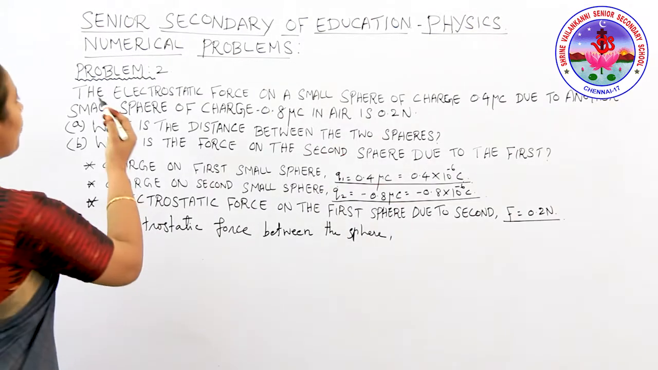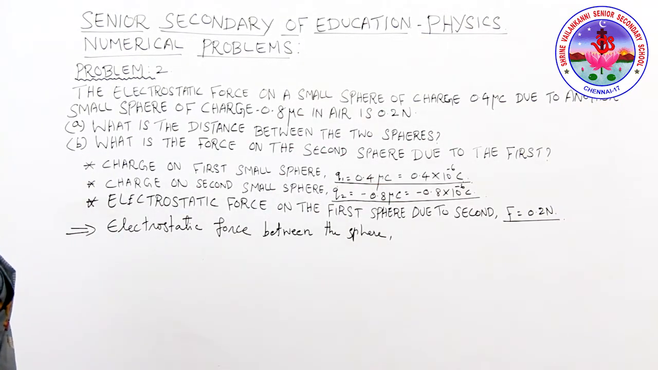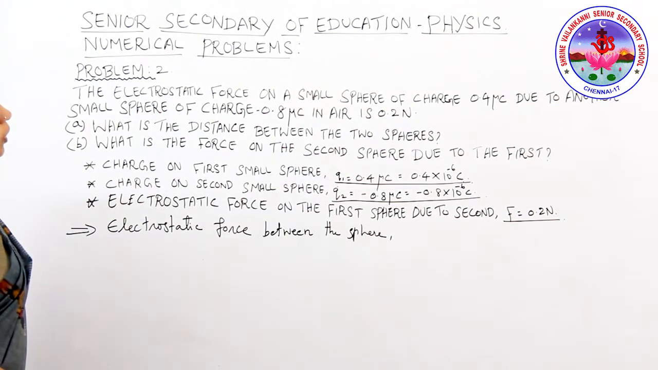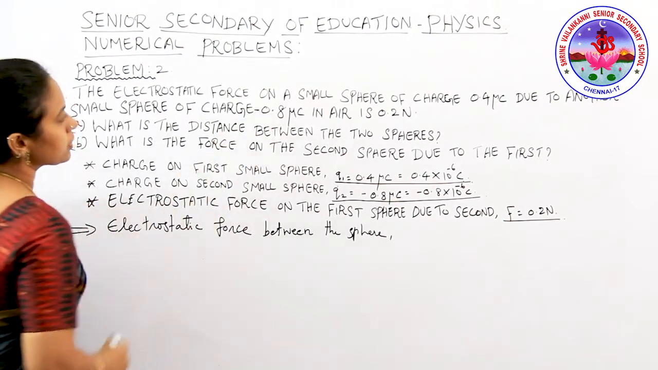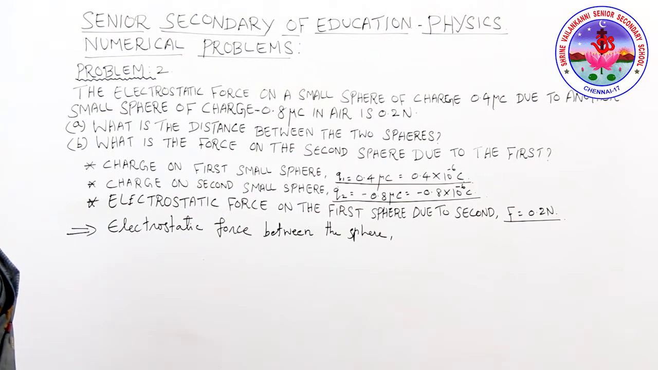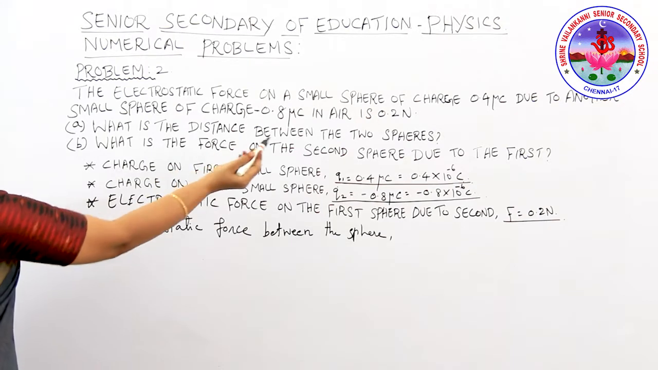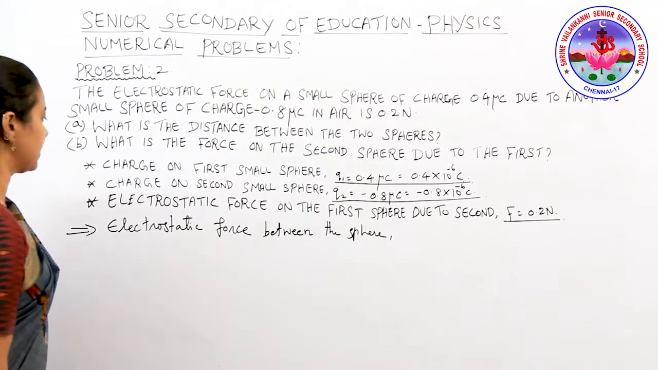Yes. Problem 2. The electrostatic force on a small sphere of charge 0.4 mu Coulomb due to another small sphere of charge minus 0.8 mu Coulomb in air is 0.2 Newton. The questions are, what is the distance between the two spheres and what is the force on the second sphere due to the first one?